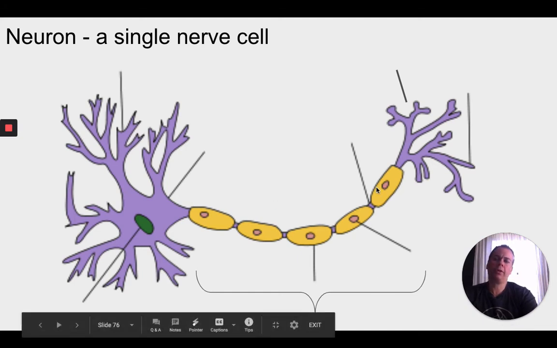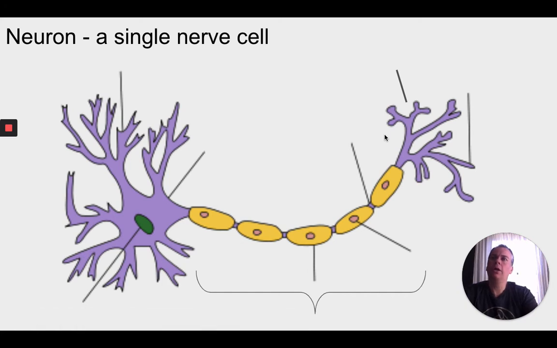So here we have a diagram of an individual neuron. We're going to talk about the parts of that neuron, and then we'll talk about what the function of those various parts are. These branches that we see at the end are called the dendrites. I describe those as the portions of the neuron that are listening for a signal from another neuron.